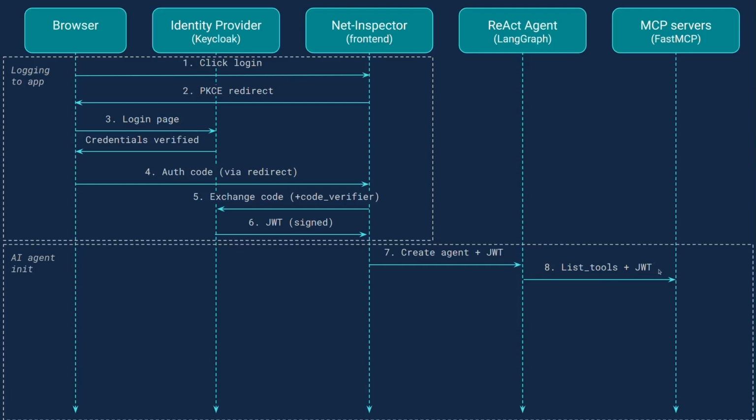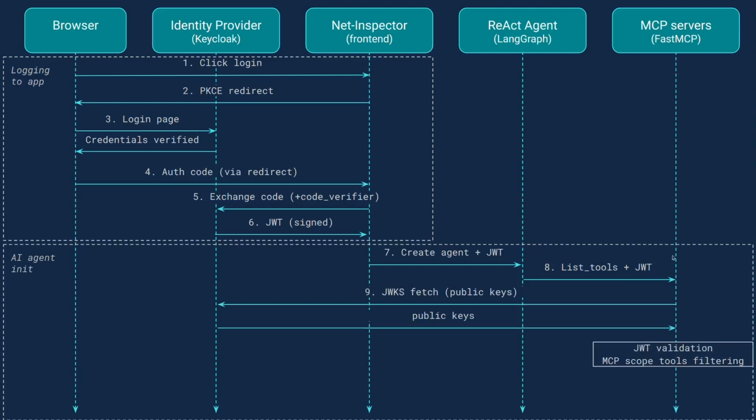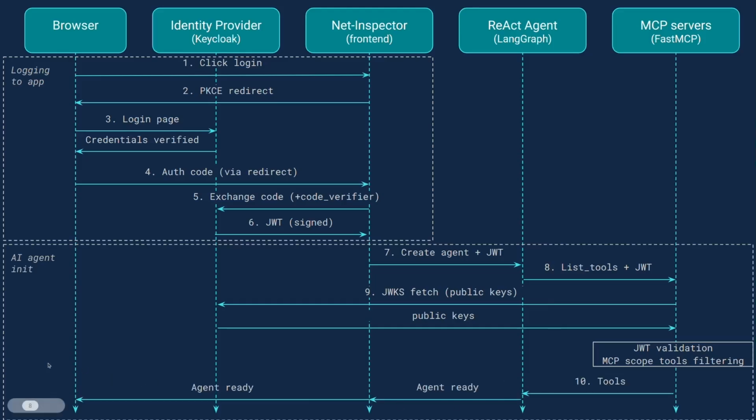And this token allows the MCP server first to verify it using the public key from the identity provider, and next to filter the tools according to user role. After that, the agent receives the list of tools, registers them, and can act.